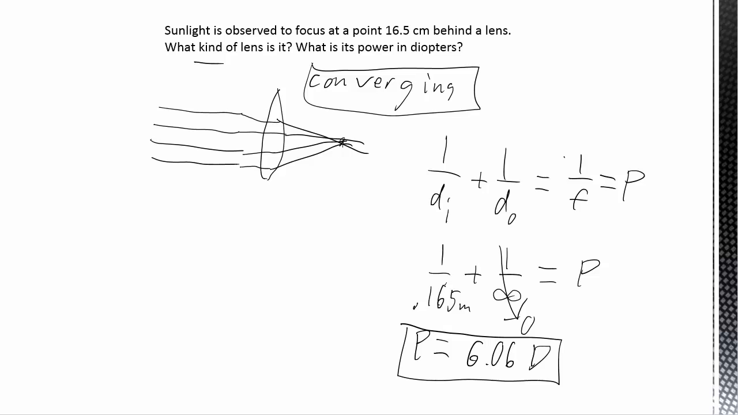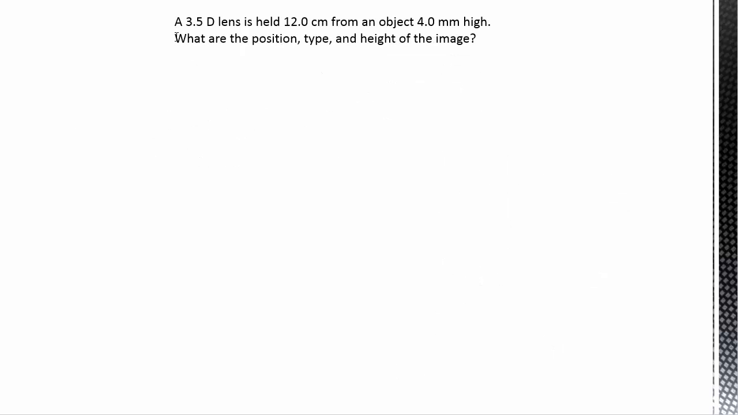Okay, well, one more example. We have a 3.5 diopter lens, 12 centimeters from a little object. What is the position, type, and height of the image? Actually, we're not going to do height. We're not going to worry about that. We just want to know the position and the type of the image.